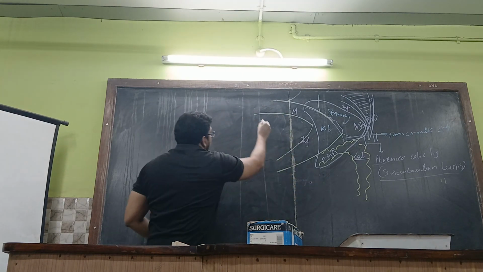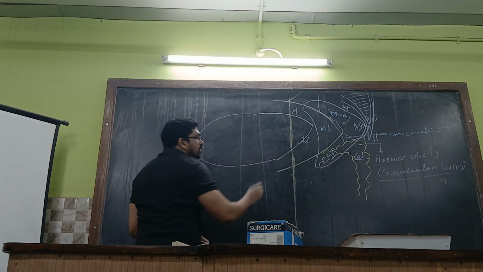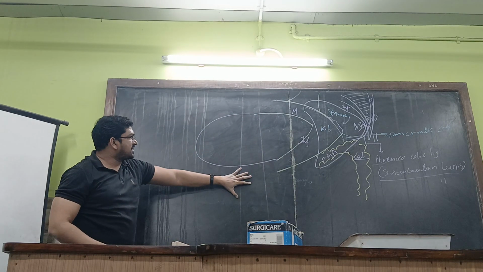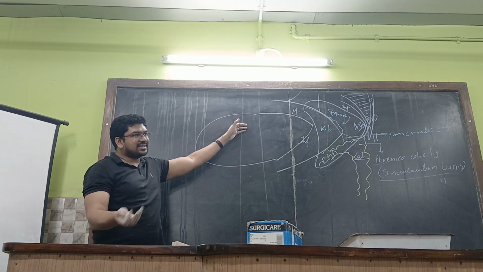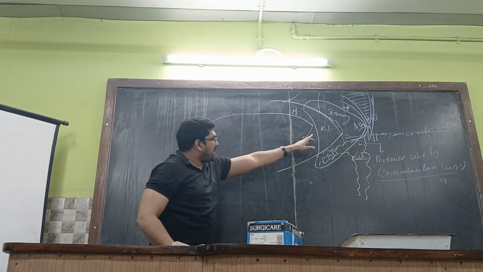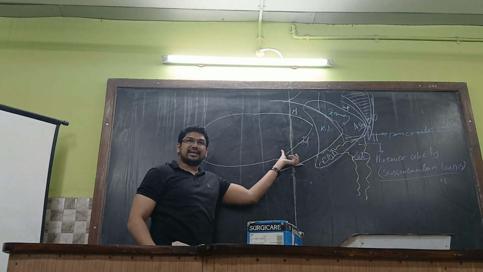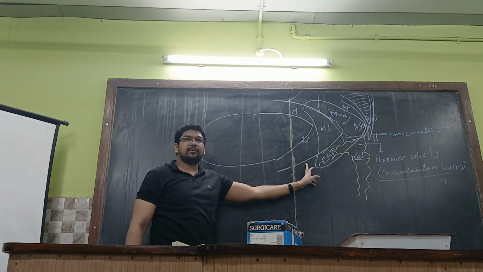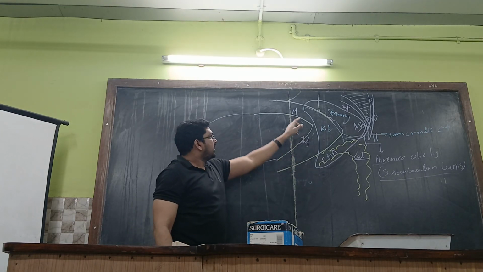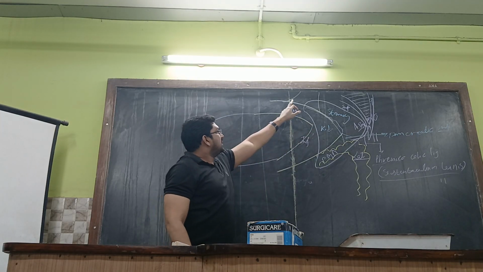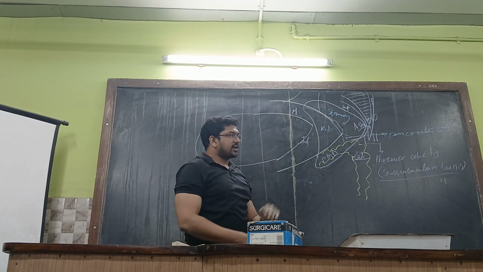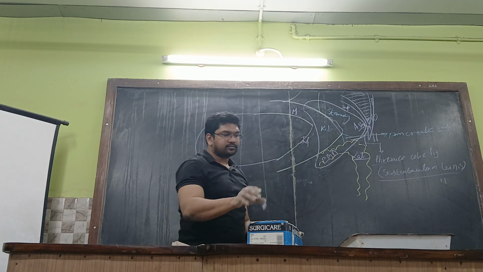See here, in between these two is the lesser sac, as simple as that. Behind the stomach is the lesser sac, or in front of the pancreas is the lesser sac. So this posterior layer of the gastrosplenic ligament belongs to the lesser sac, and the anterior layer belongs to the greater sac. Understood or not, everybody? Right?